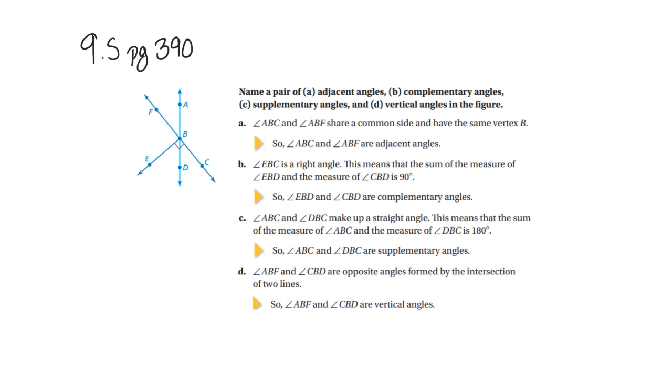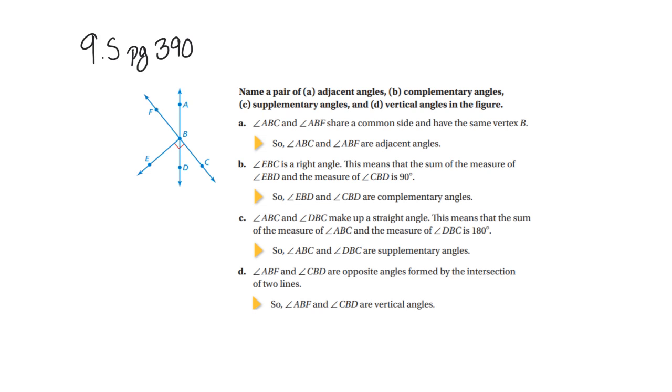Okay, so I'm going to do the first example here in your book, and there's a lot of words here. Just try to follow along with me. So, we're looking at this picture, and you can see there are a lot of points on here, a lot of letters, a lot of lines. We're going to take it one step at a time. It says name a pair of adjacent angles, a pair of complementary angles, supplementary angles, and vertical angles from this figure. Now, we'll start with A.